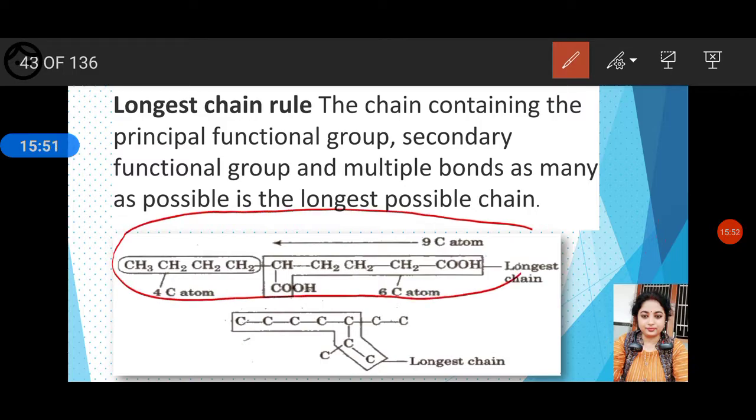If this compound is given to you, from where can you start numbering? We have to find the longest continuous carbon chain. 1, 2, 3, 4, 5, 6, 7, 8, 9. And from where do we have to start counting? The least number should be given to the functional group. So first, we have to find the longest continuous carbon chain.